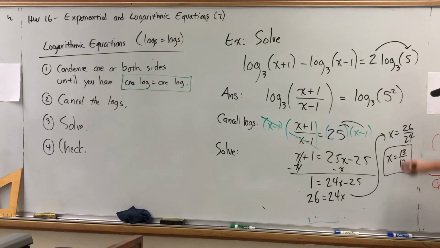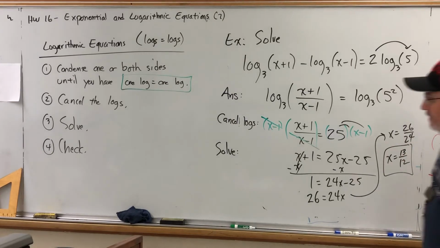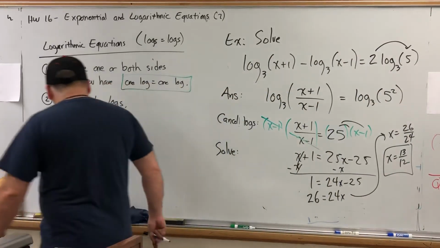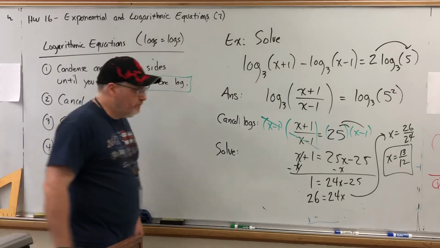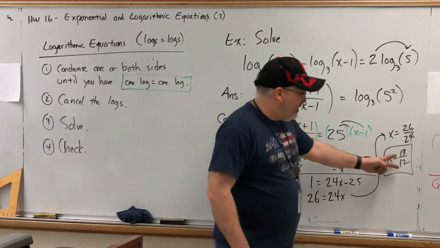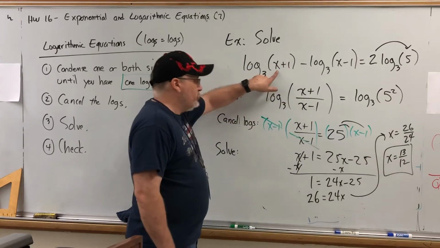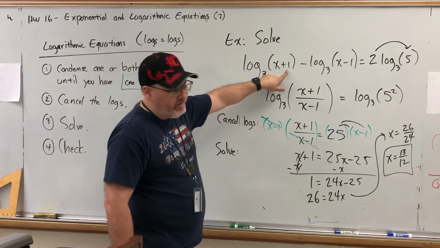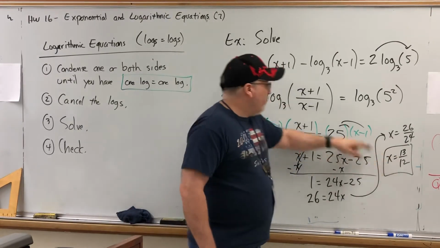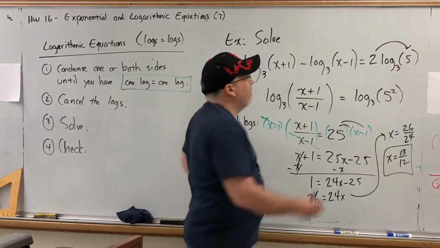And before we circle it and say that's my answer, we still have to check. We still have to make sure that that number does not create any negative arguments. So even though it's a fraction, we got to check it. Putting it here is not a problem. That fraction's positive, adding 1 to it is going to keep it positive. But what about putting the 13/12 here?